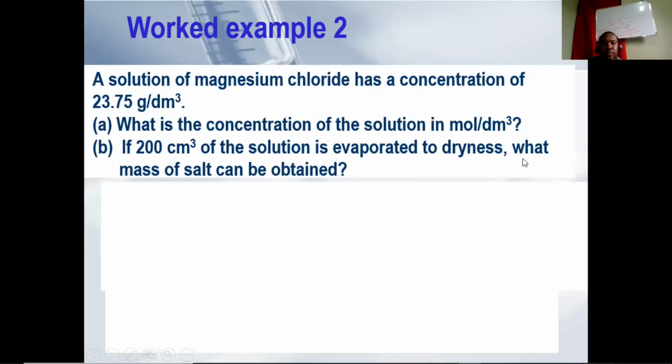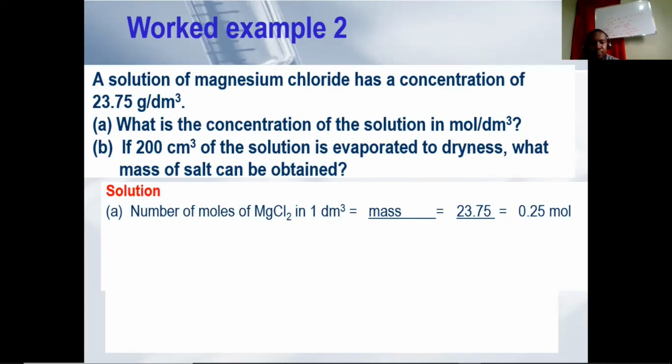So in this case, a solution of magnesium chloride has a concentration of 23.75 gram per dm cube. What is the concentration of solution in mole per dm cube? And if 200 cm cube of the solution is evaporated to dryness, what mass of salt can be obtained? All right, so the first part is to find the concentration in mole per dm cube, and we're given the concentration in gram per dm cube. So we can find the number of moles of magnesium chloride in 1 dm cube, right?